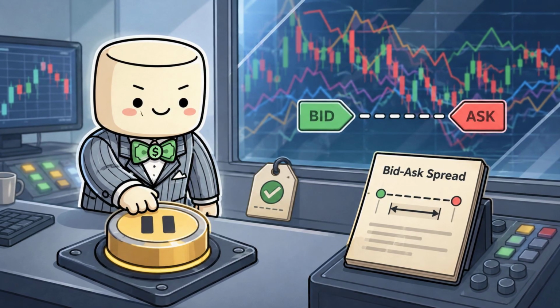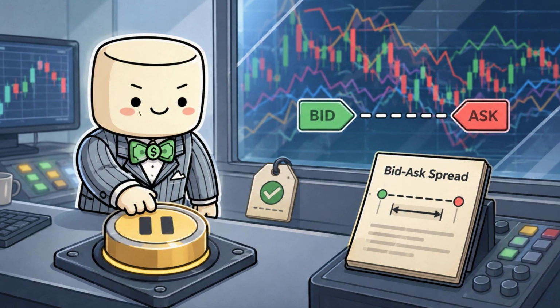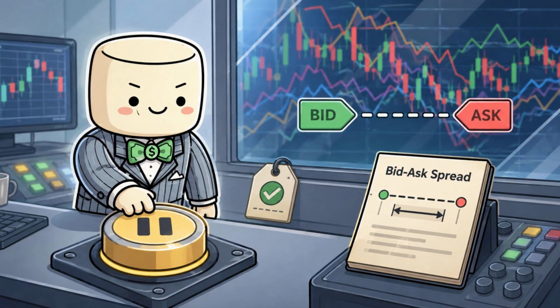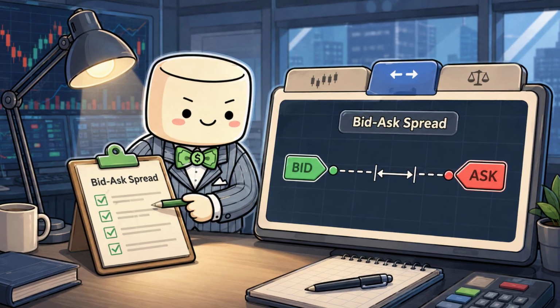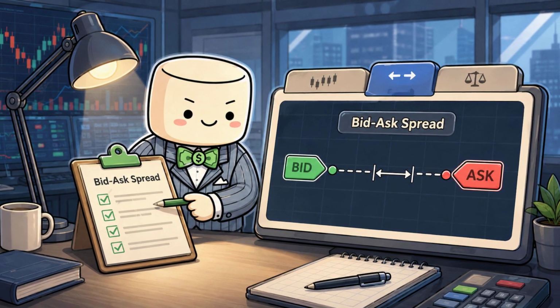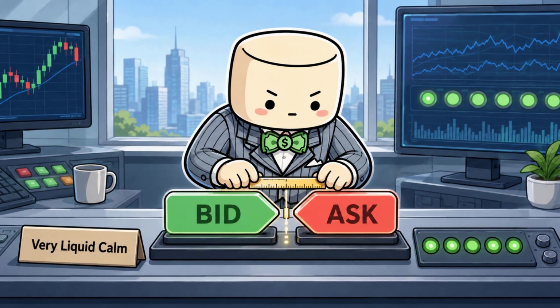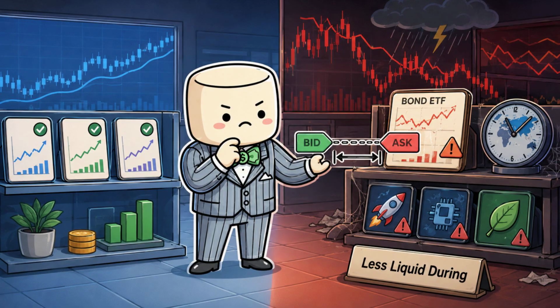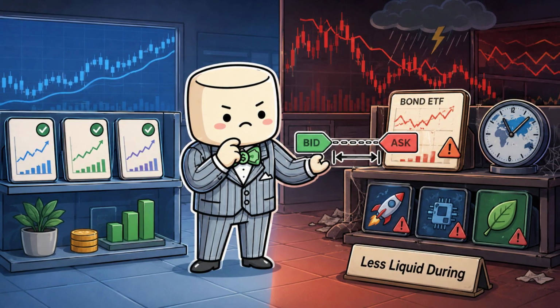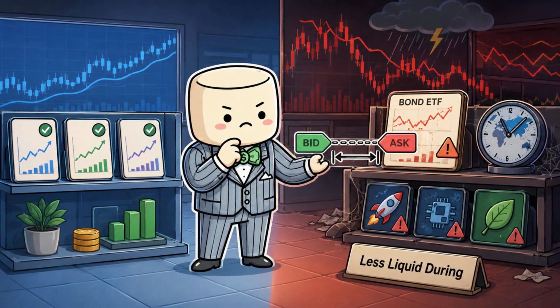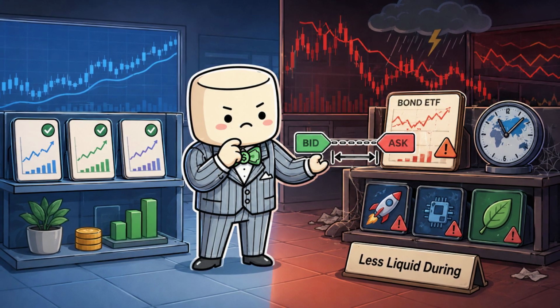Third, pay attention to bid-ask spread. The bid is what buyers are willing to pay. The ask is what sellers are willing to accept. The spread is the gap between them. For a very liquid ETF in calm markets, that spread may be tiny. For a less liquid ETF, or during messy trading, the spread can widen. That can become a real trading cost.